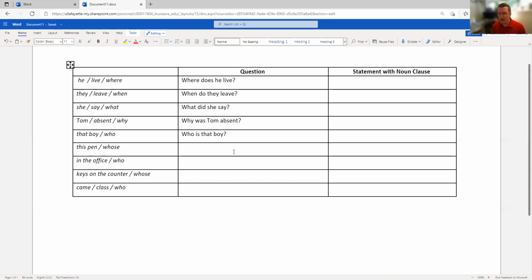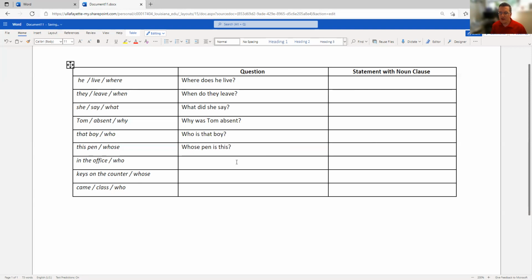Again, the to be verb first. This pen. I have a pen, and I want to know who it belongs to. This pen, whose pen is this? Whose is a little different, because we need to put the noun after whose. Whose pen is this? You could also say, whose is this pen? But it's more common and more natural to say, whose pen is this?